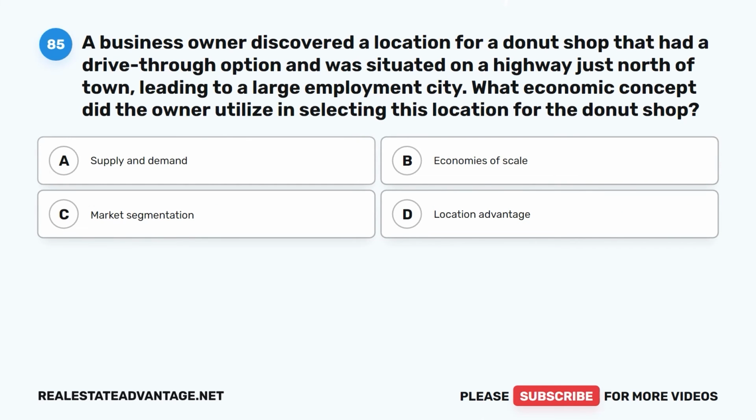Question 85. A business owner discovered a location for a donut shop that had a drive-through option and was situated on a highway just north of town, leading to a large employment city.